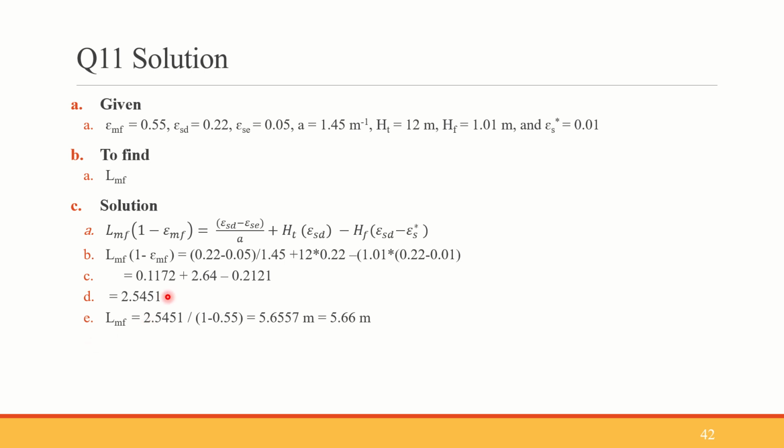LMF is equal to this particular value divided by 1 minus epsilon MF. Epsilon MF is given as 0.55, and therefore it is 1 minus 0.55, which gives us 5.6557 meter. Rounding off, we get 5.66 meter. So here is the formula which you must know. Only then can you solve the problem. Even though it looks simple, it is not.